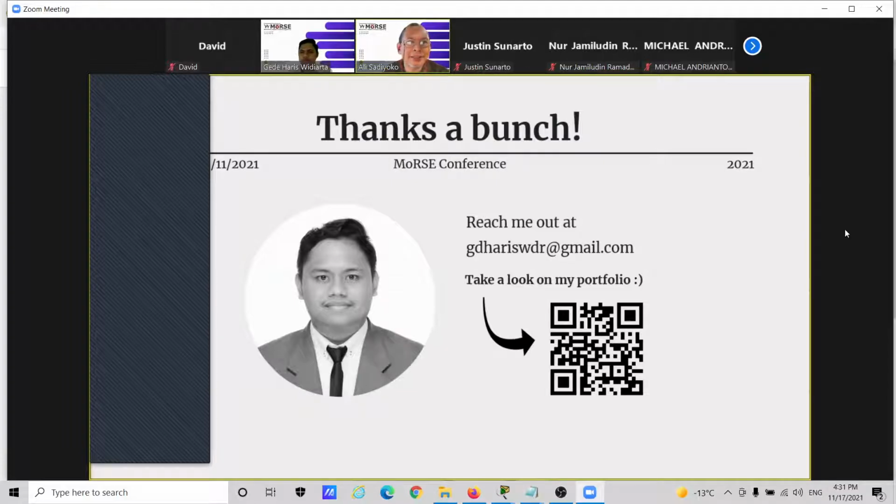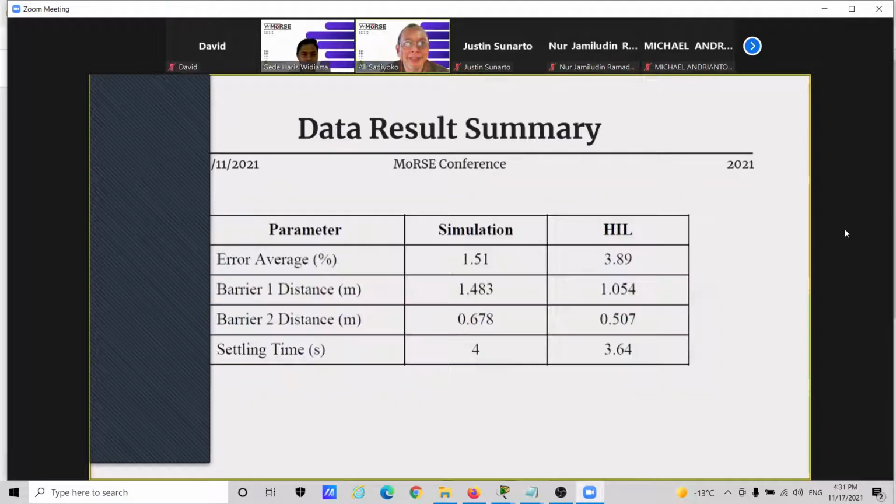Okay, I'm interested in your research. Why is the result from simulation and from Hill so different? The average error is 2%, I think. Yeah, the average error is different by 2%.